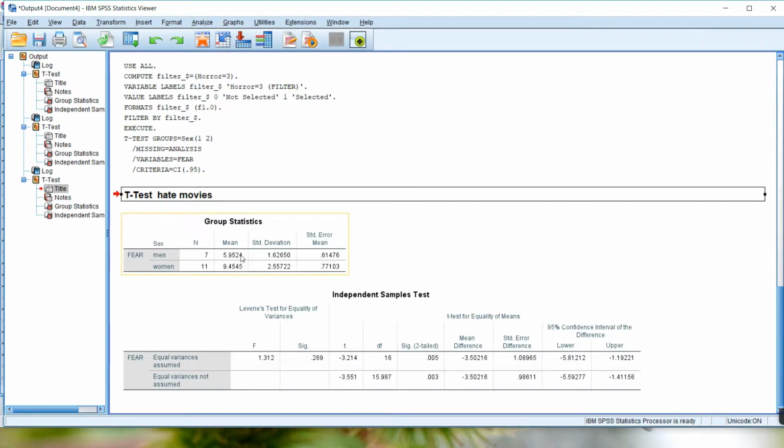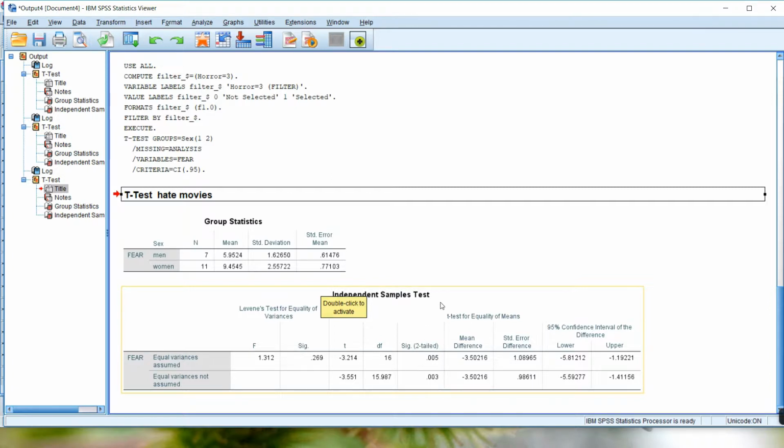And here are the means for men and women. And again, equal variances not assumed. And we have a significant result. All right, so there is a difference between men and women. Women reported significantly more fear than men. And again, I found that by looking at the sig value.